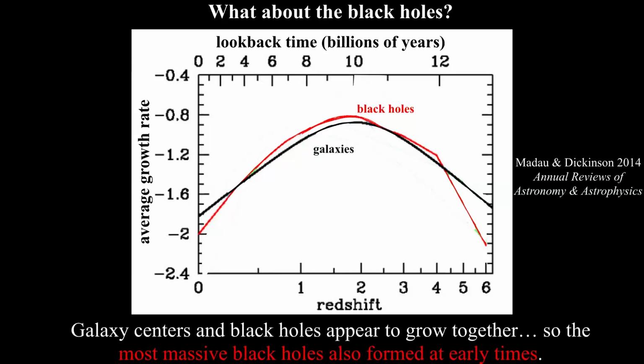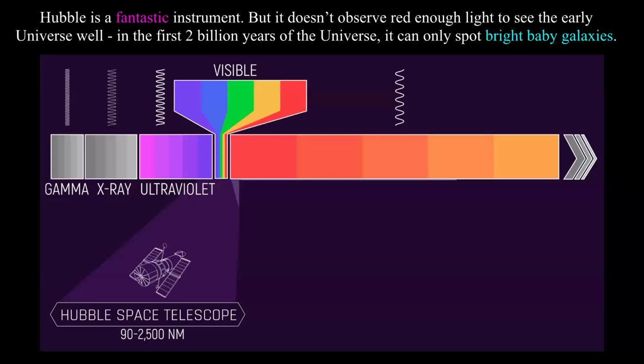And so as far as we can tell with Hubble, it seems like the most massive black holes and the most massive galaxy cores, the centers of these things, did form in early times. So what do we need to go farther back in time?